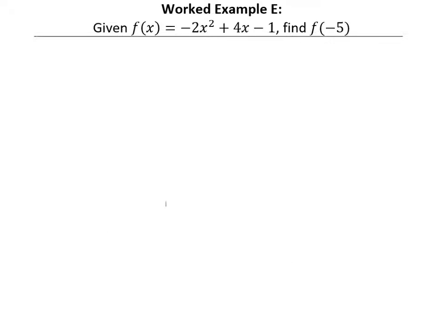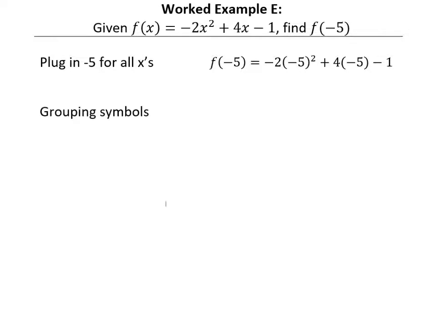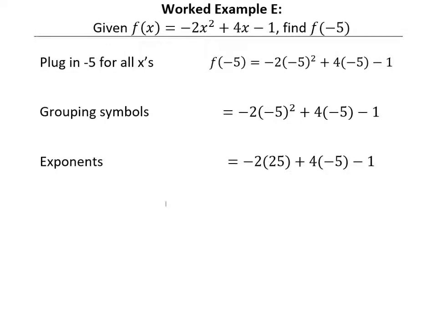Worked example, f of x equals negative 2x squared plus 4x minus 1, and we want to find f of negative 5. Plug in negative 5 for all the x's. Grouping symbols first, which there's nothing to do in the grouping symbols. There's no adding or subtracting or multiplying. Then we take care of the exponents. So that gets us negative 5 squared, which is positive 25.